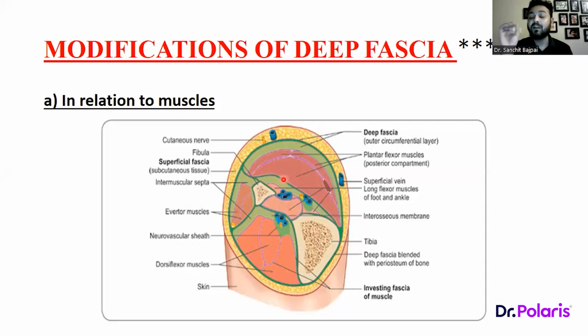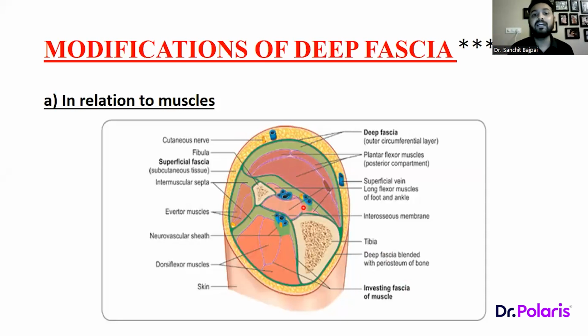So this compartmentation is done by intermuscular septa. Why is it important? Because this carries important blood vessels through it, as well as nerves through it. So they pass through these compartments, right? Because any muscle cannot have an artery passing through it. You cannot have that. You should have some space through which it passes. So that is the importance, in relation to muscle, of the modification of deep fascia.